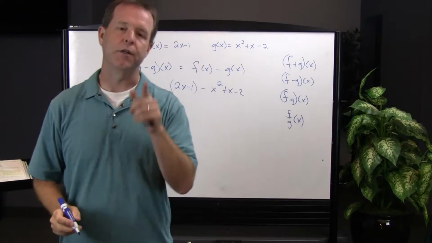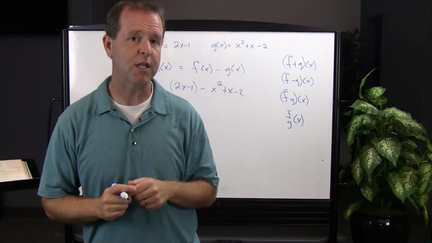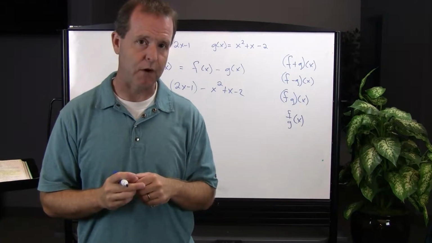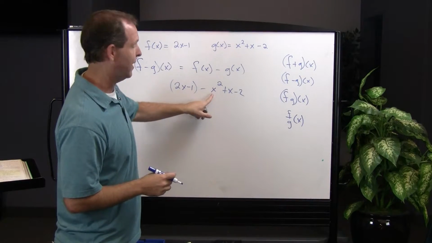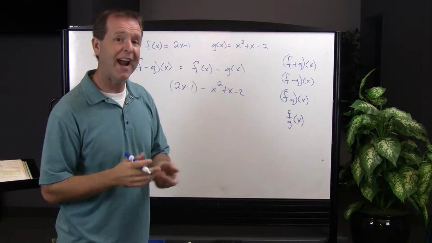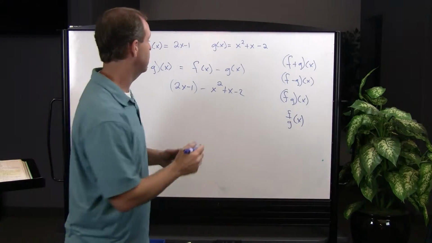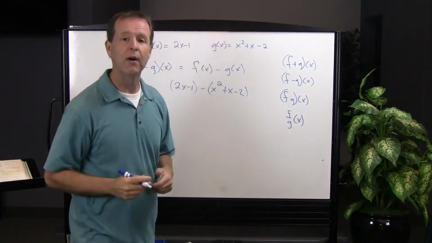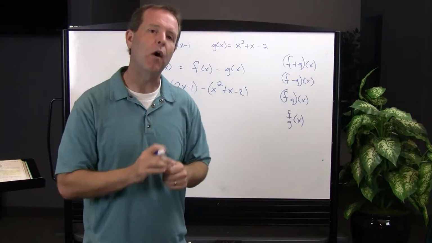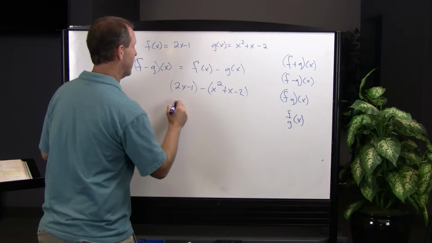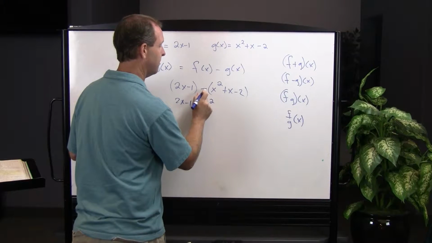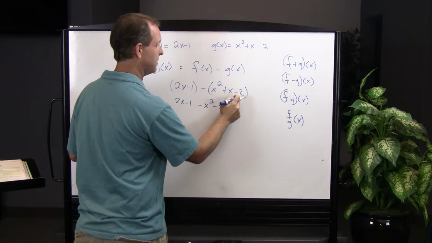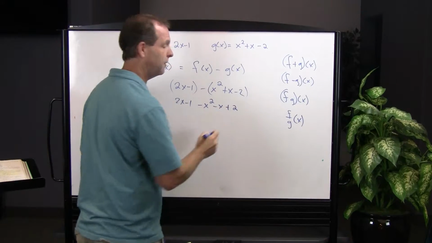Now be careful here. Notice that if I don't put parentheses around g of x, my subtraction falls apart. Because in this case, the subtraction is telling me only subtract that first term, when in fact I need to subtract the entire function. So I'm going to put parentheses around it so that subtraction distributes all the way through. 2x minus 1 minus x squared using distribution property minus x. Minus times a minus 2 gives me a positive 2.